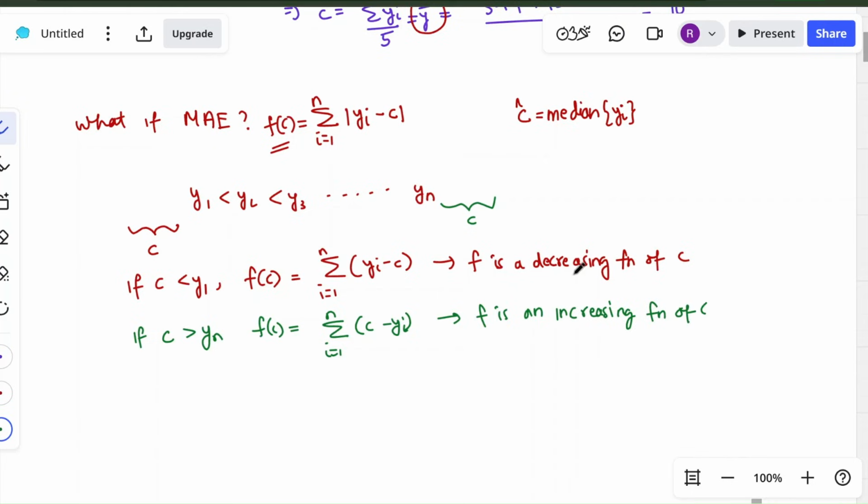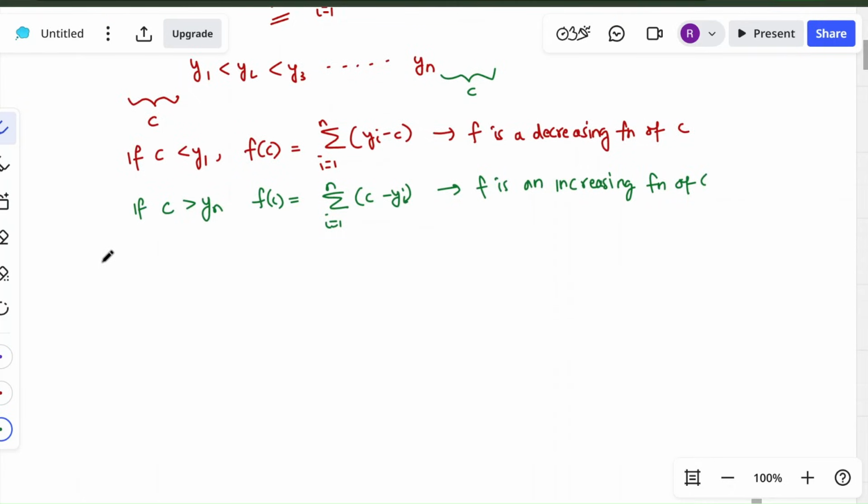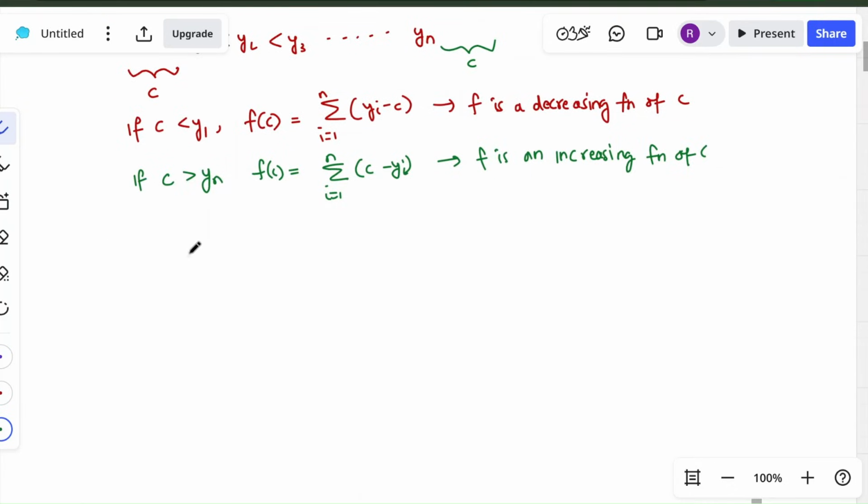So what is happening to f? When it is less than y1, it is decreasing, and when it is more than yn, then it is increasing, right? But what happens in the middle? That we don't know yet, right? So let us take an example. Let us say in the middle, for some yk, you want to see what happens to c.